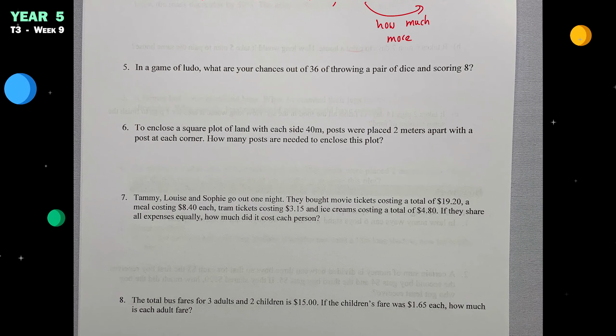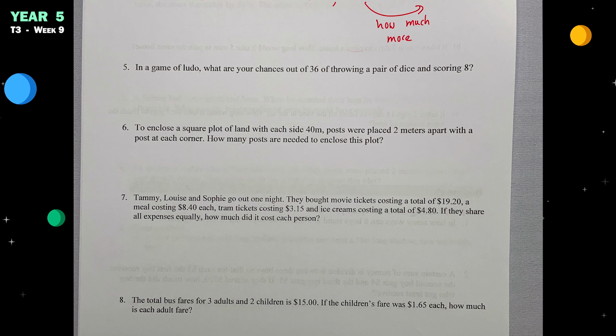In a game of Ludo, what are your chances out of 36 of throwing a pair of dice, scoring an 8? So what it's saying is that you got 2 dice, and when you roll them, you add up the numbers, and you want an 8. You want to score an 8 as a sum of those 2 dice rolls. Okay. So it says, what are your chances out of 36 of getting that?